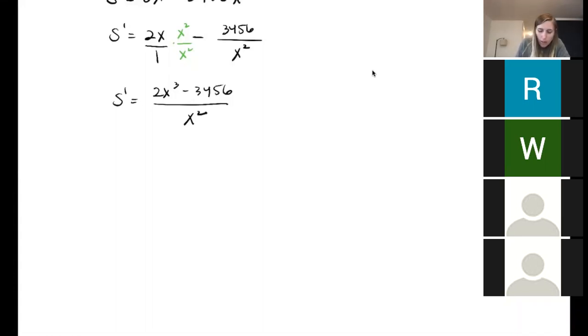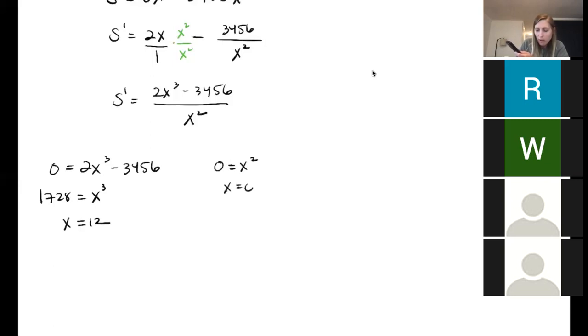So setting the numerator equal to 0, and adding 3,456 to both sides and dividing by 2, I get x cubed equals 1,728. And then taking the cube root, which is the same thing as raising 1,728 to the 1/3 power, we get 12. Okay, so we would want 12 to be a critical value. And then if we set the denominator equal to 0, right, we would get x equals 0. So that's the other value that we want to be our critical value.